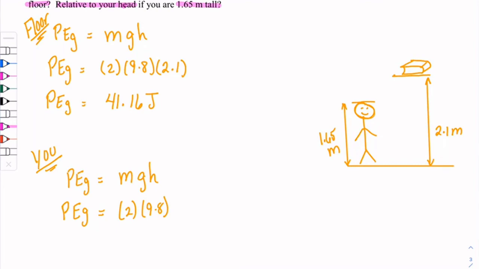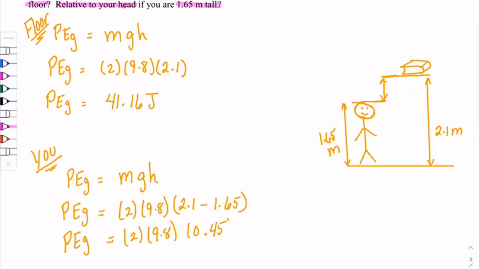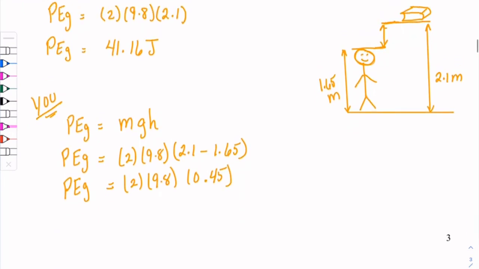And now the height from the book to you. From the book to you is not 1.65, right? From the book to you is the difference between the two heights. So 2.1 minus 1.65. Okay, so if you actually calculate that, and we'll do this step by step, if you do the subtraction, you'll get 0.45 meters. That's the distance between the book and the head. And then go ahead and pause and calculate.